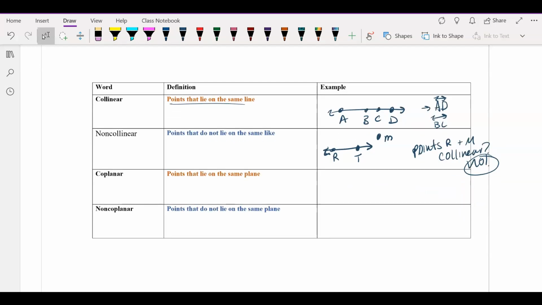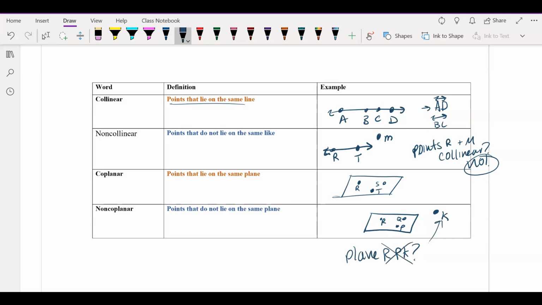Coplanar, so points that lie on the same plane. When you have a plane and you have points, they must be inside of it. So R, S, T. Non-coplanar, let's say we have the plane R, Q, P, and I have a point over here, K. K is not going to be on the plane. So is the name of the plane RPK? Well, no, K is all the way over here. It's not on the plane, so that would be non-coplanar.